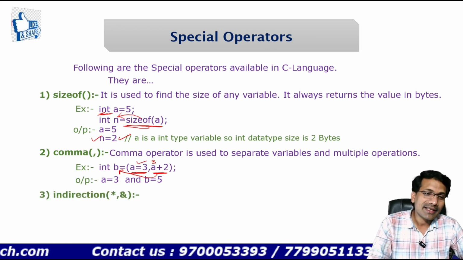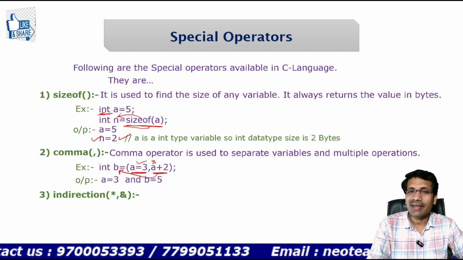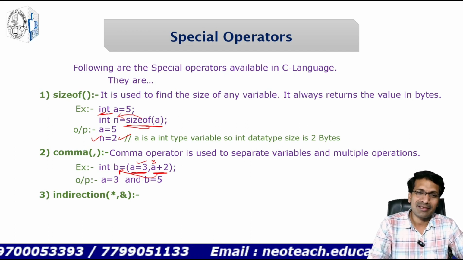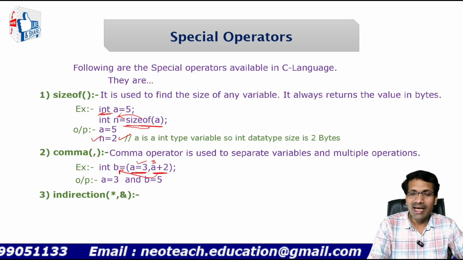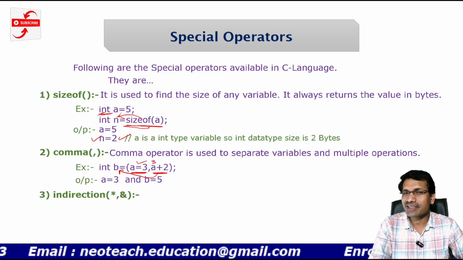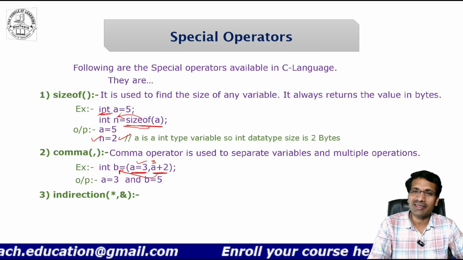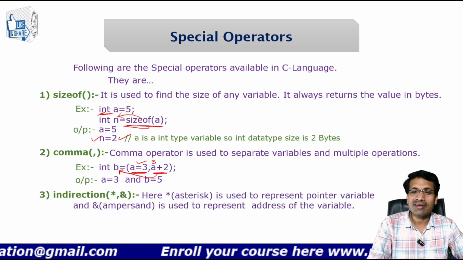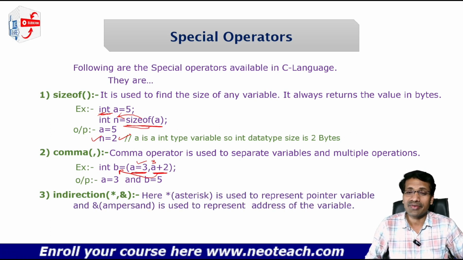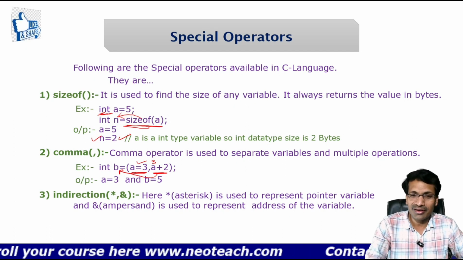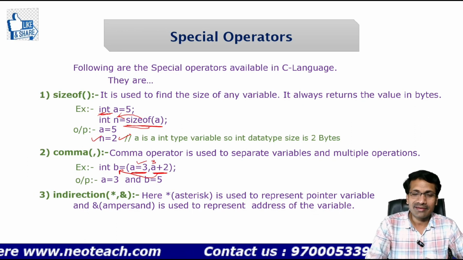Okay, and the next one is the indirection operator. Indirection operator means here asterisk and ampersand both are considered as indirection operators. As we know, ampersand is used to represent the address of a variable. In scanf we are already using it to represent the address of a variable, and asterisk is used to represent pointer variables, especially for the pointer variable representation. Okay, so this we will see in the next sessions.